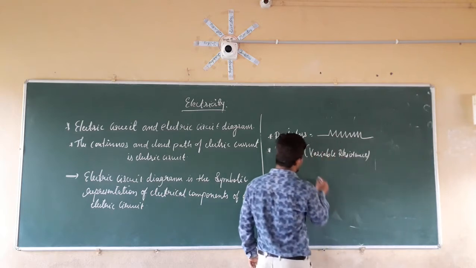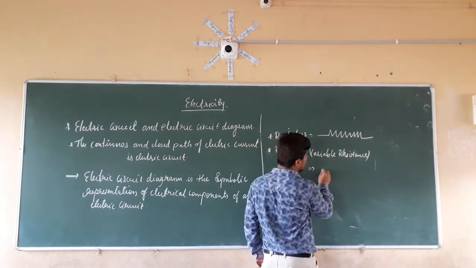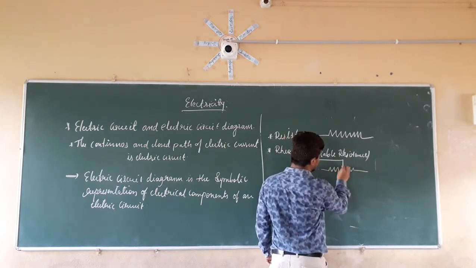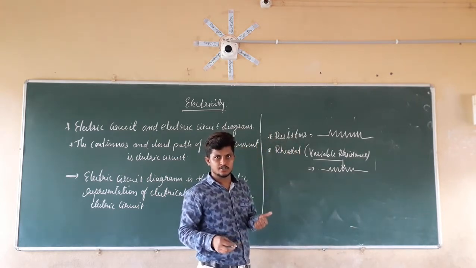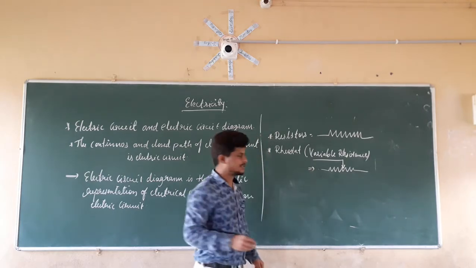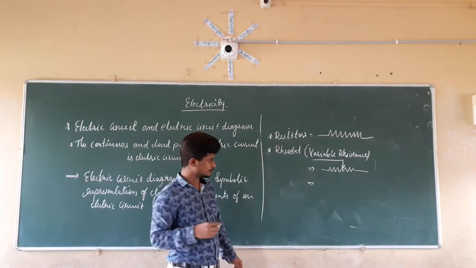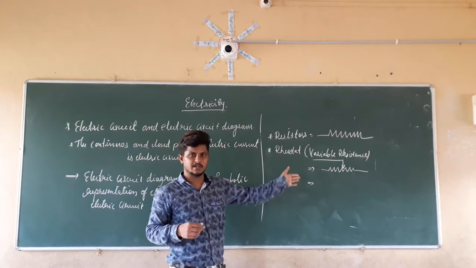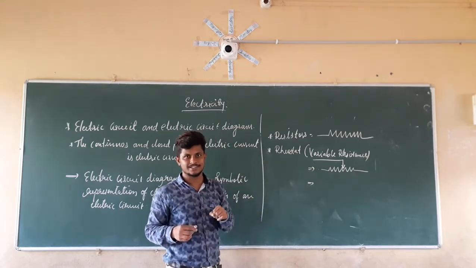How does the symbolic representation of the rheostat look? The symbolic representation of the rheostat looks like this. This is the first symbolic representation of the rheostat. Another symbolic representation of the rheostat is this diagram. Only one diagram we have, but we have two types of rheostat.